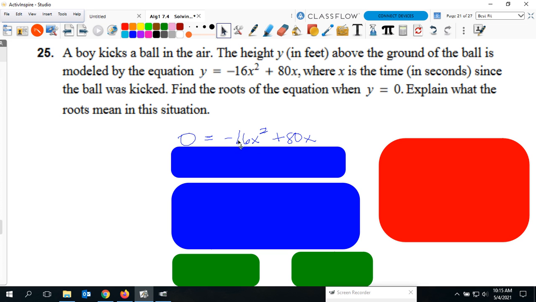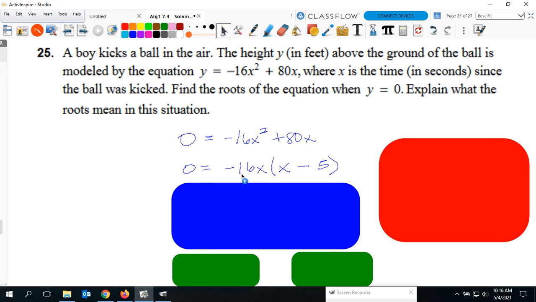So 16 does go into 80. What we can do there is I would factor out a negative 16x. Since the x squared here is negative, we want to factor out the negative. We don't want this term to be negative. We want the one in the binomial here to be positive first. And 80 divided by 16 is 5. It's also going to change the sign. So again, you can double check by doing negative 16x times x, giving you this term. Negative 16x times negative 5 will give you a positive 80x.